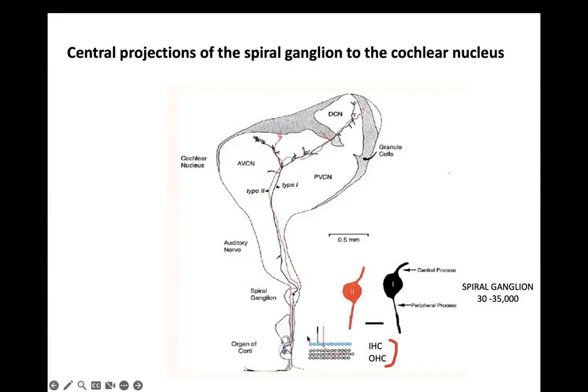So he just wanted you to know that the inner hair cells transmit signals to the spiral ganglia type 1. This is the type 1 spiral ganglia, while the outer hair cells transmit signals to the type 2 spiral ganglia. And this just shows where they go in the brain and which nuclei they synapse to. I don't think he'll ask you about any of this.